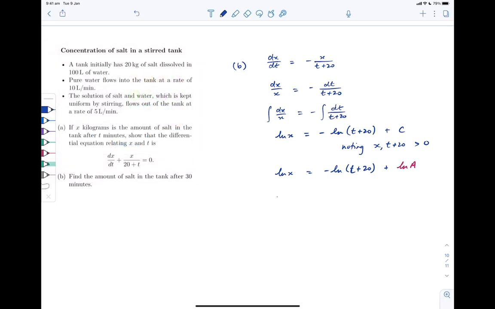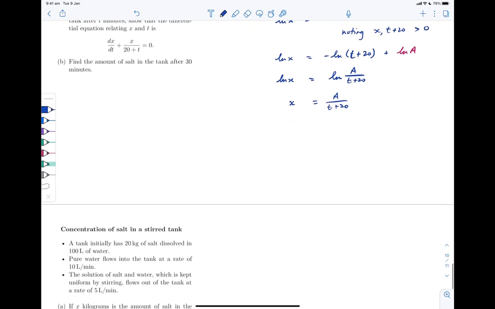And so I'll get ln x equals ln of a over t plus 20. Just using log laws. That's why I did this, so that I could get that, and then I can anti-log both of them: x equals a over t plus 20. So I've got x and t related to each other, still with a constant, for some constant a.